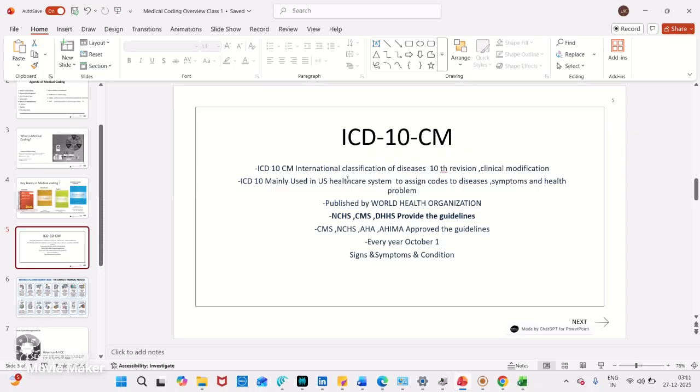It is published by the World Health Organization, WHO. NCHS, CMS, and DHHS, these three organizations provide the guidelines.